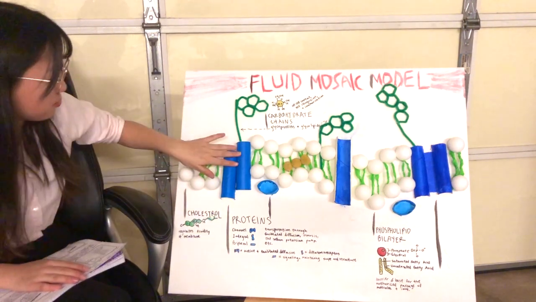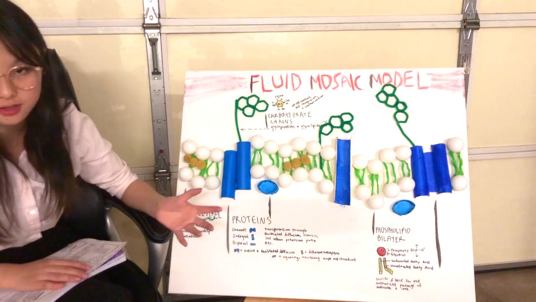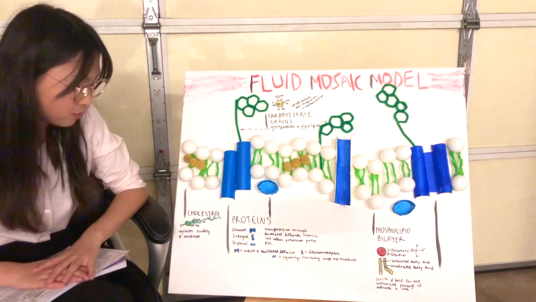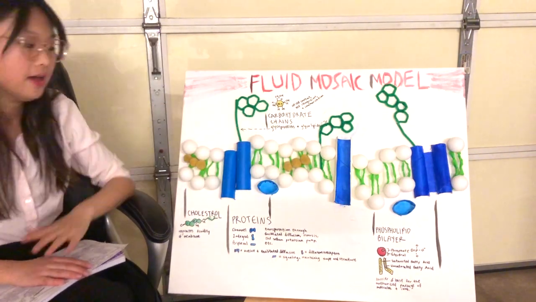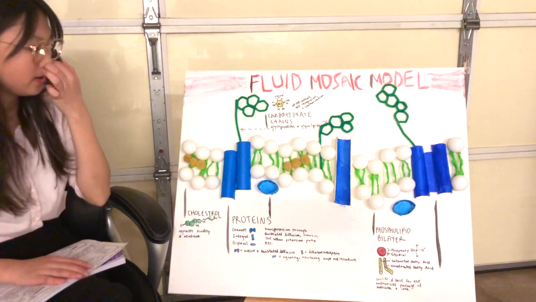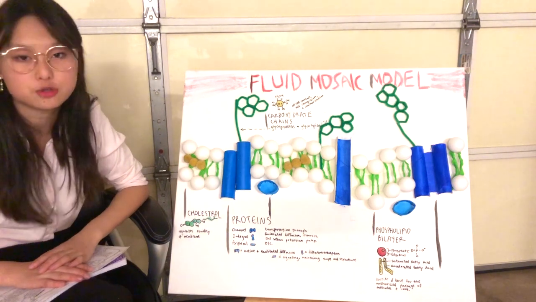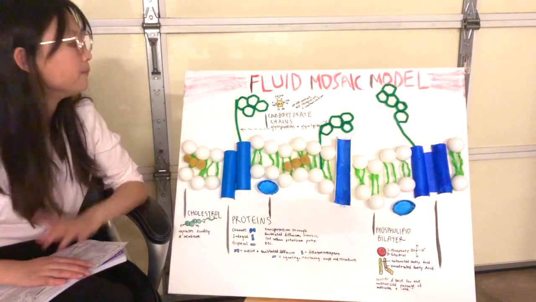Next, we have our integral proteins here and here. They are usually helping facilitate diffusion, and they're also receptors. And finally, we have our peripheral proteins. As you can see, they are on the bottom of the layer, underneath the layer, because they help with signaling and maintaining shape and structure. So, as you can tell, proteins are very important for cell transfer and stuff like that. So, moving the molecules in and out.